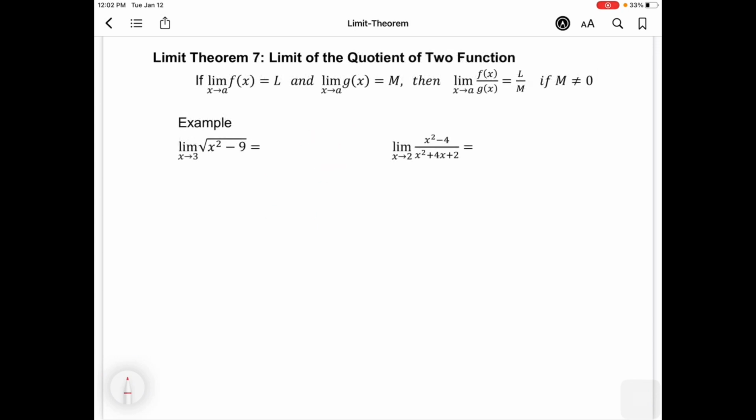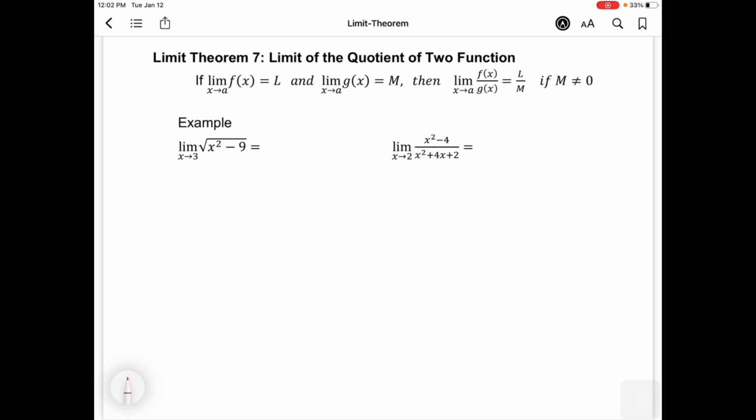Next, we have limit theorem number 7. Limit theorem number 7 is the limit of the quotient of two functions. So if the limit of the function f as x approaches a is equal to L, and the limit of the function g as x approaches a is equal to m, then the limit of the function f over the function g as x approaches a is equal to L over m, so long as m is not equal to 0, because when m is equal to 0, that will be considered undefined.